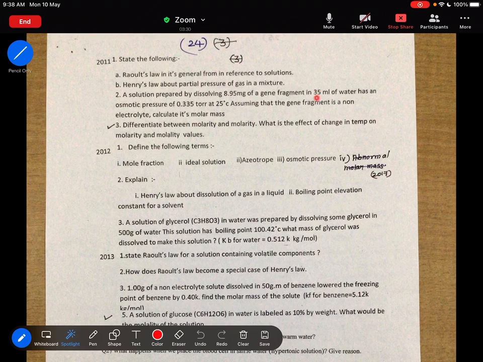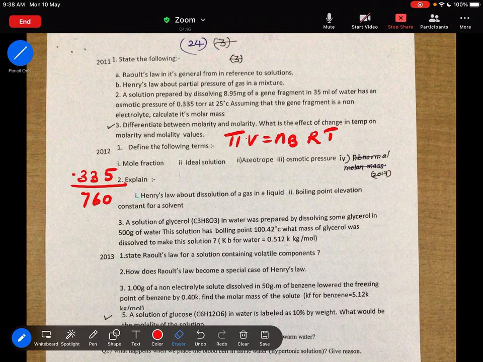Here everything is given in different units. We know that the equation is πV = nRT. What is π? π is 0.335 torr. If you convert that into atmosphere, then only you can take the R value in liter atmosphere per Kelvin per mole. So first we are converting this torr into atmosphere. So divide by 760 mmHg.